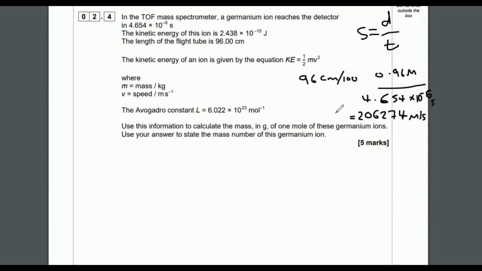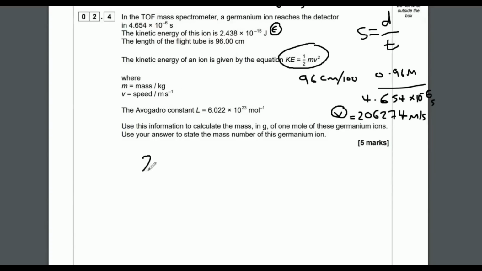So 206,274 meters per second, that's the velocity. So now I know the velocity, I can come over to the kinetic energy equation. I also know the kinetic energy, because I've got the energy up the top here, which is 2.438 times 10 to the minus 15. That's the kinetic energy, or just the energy.